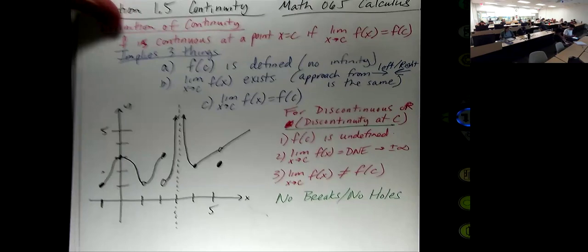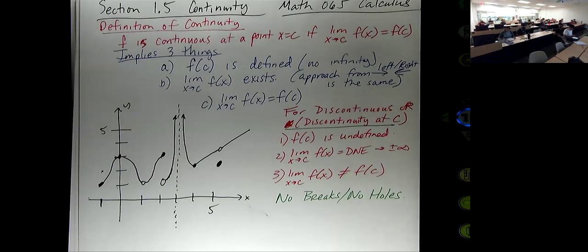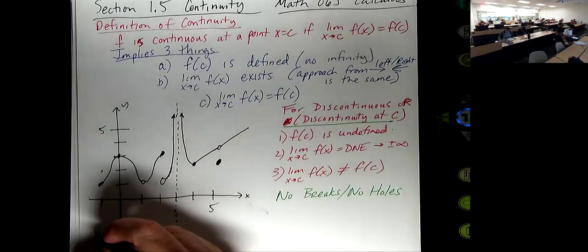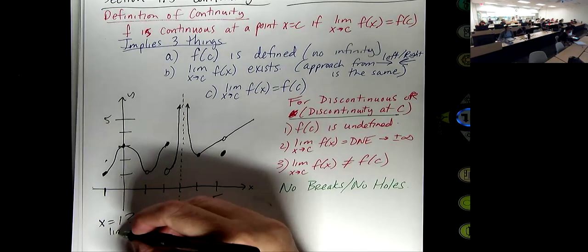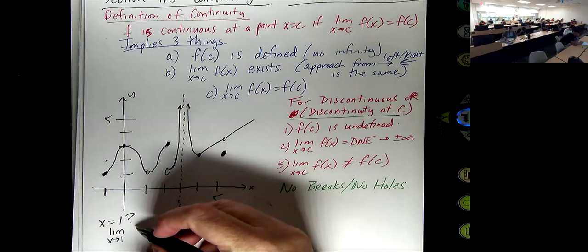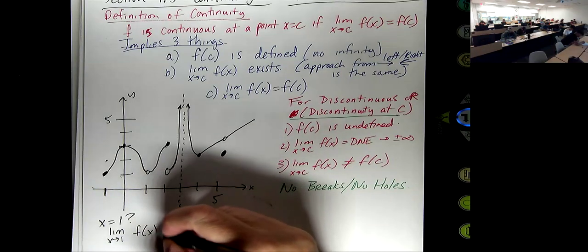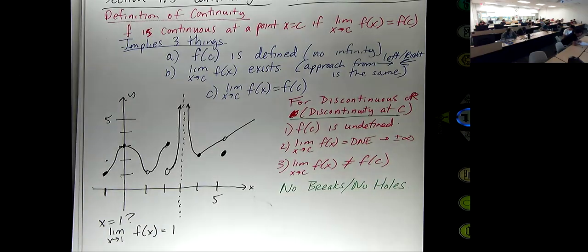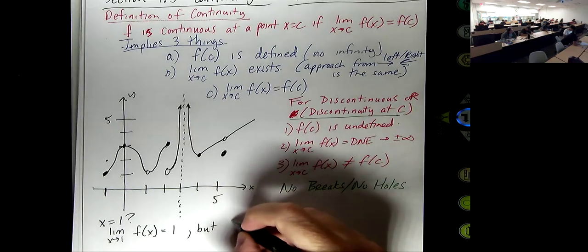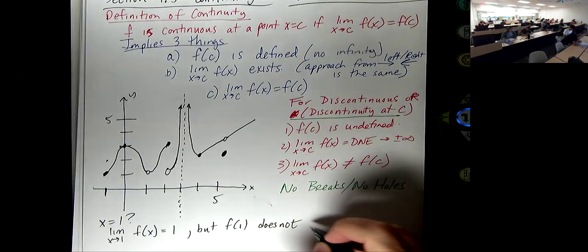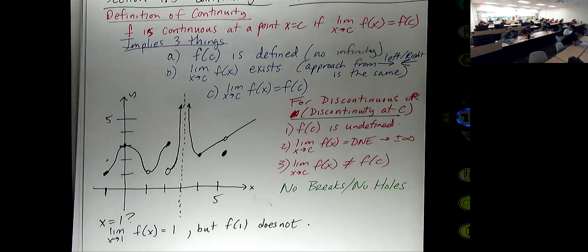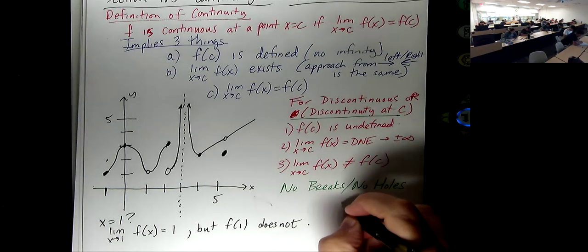Okay, so we're looking at them one at a time. As x approaches one, what's going on at x equals one? We can see that the limit as x approaches one of f of x is one. The limit does exist, but f of one does not. So x equals one is just called a discontinuity.